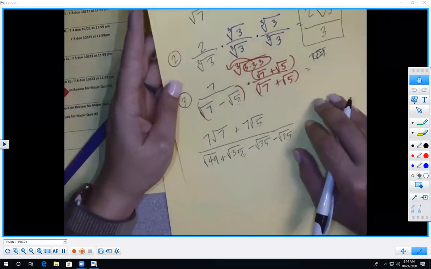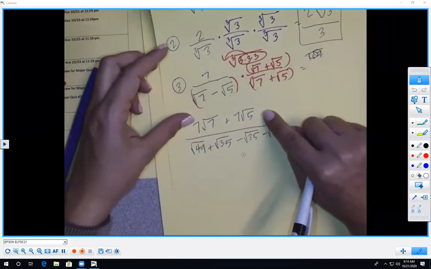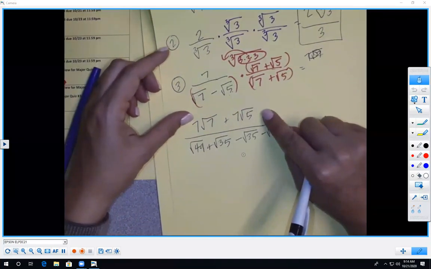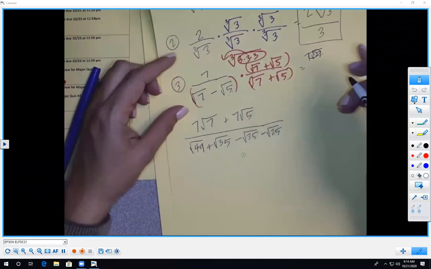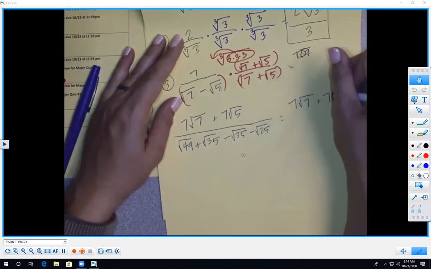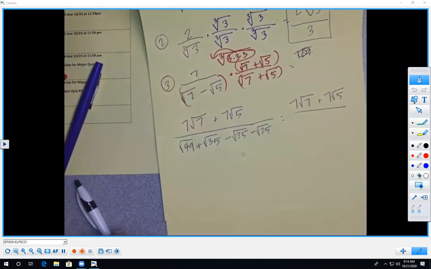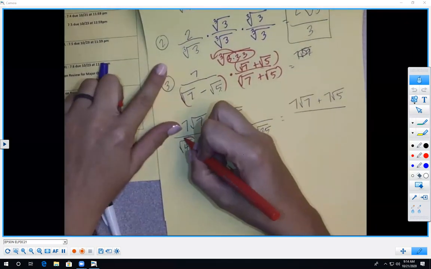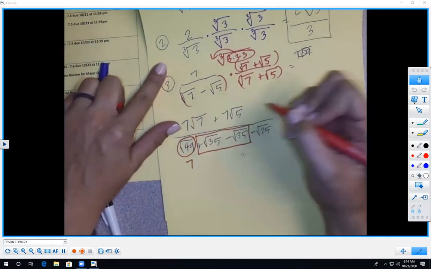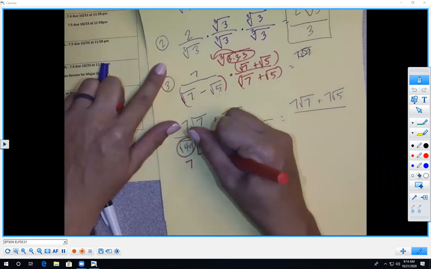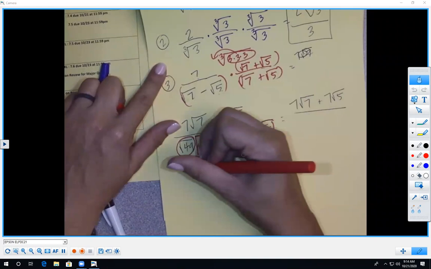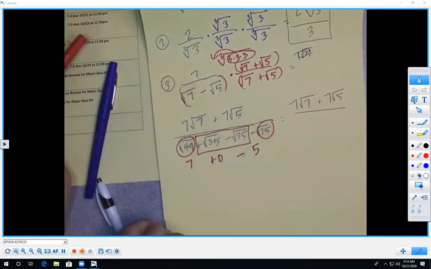Okay, so on top, can I combine those? Square root of 7 and square root of 5? No, because they don't have the same root. I can't simplify them, so you're done on top. That's all you can do on top. So it's just 7 square roots of 7 plus 7 square roots of 5 on top. On bottom, I can simplify it. What's the square root of 49? 7. What is positive square root of 35 and negative square root of 35? 0. It cancels. Minus, what's the square root of 25? 5. And so what's 7 plus 0 minus 5? It's 2.